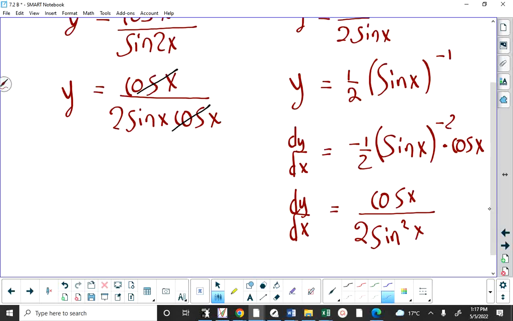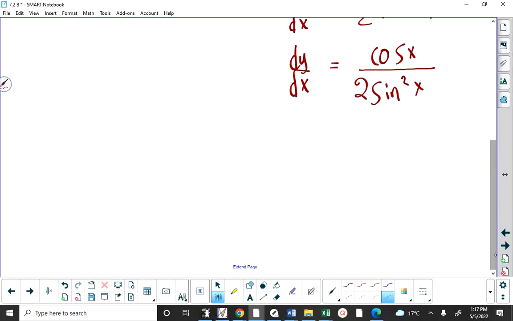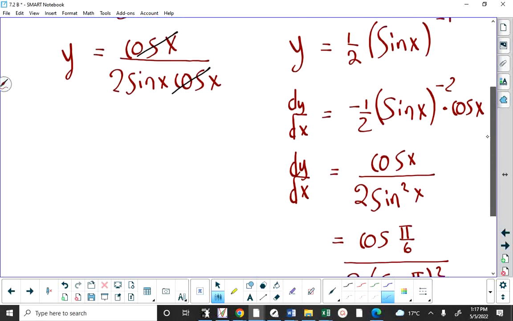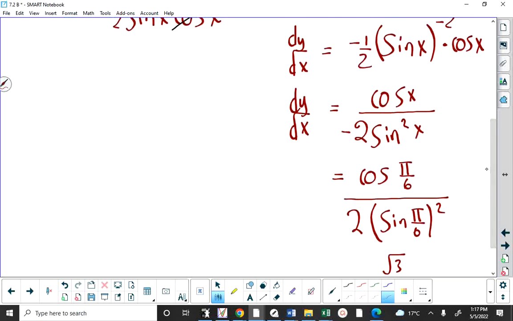X is pi over 3. No, x is pi over 6. So let's put pi over 6 in there. I'll have cosine of pi over 6 over 2 times sine of pi over 6 squared. Cosine of pi over 6 is root 3 over 2. Why am I not getting a negative? Because I forgot to put my negative, didn't I? I know it's going to be negative because we already did this.